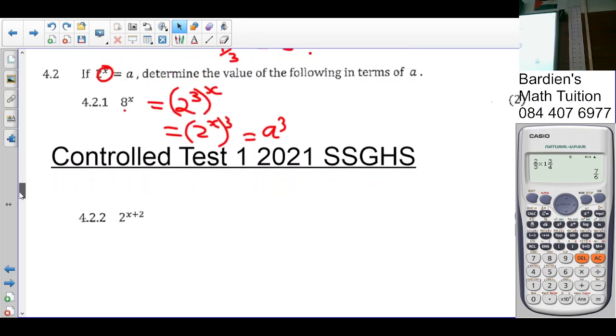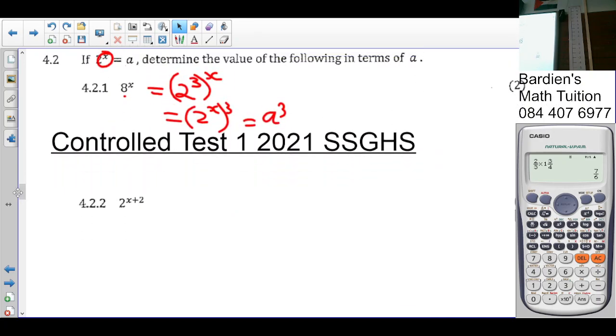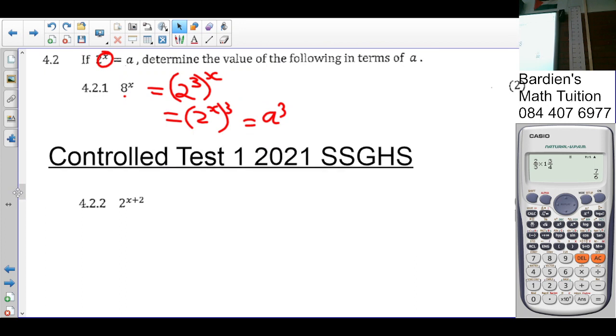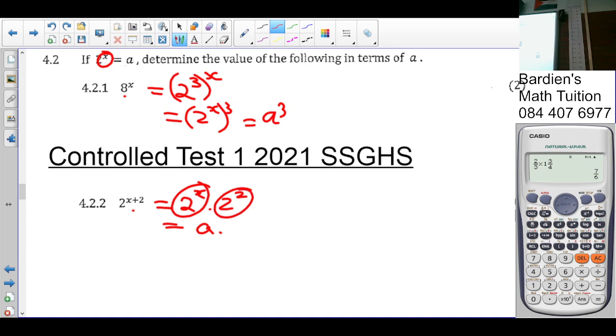The next one, we are given 2 to the x plus 2. So this could be broken up into 2 to the x times 2 squared. Not so? So what is 2 to the x? A. So a times 2 squared is 4. So the answer is 4a.